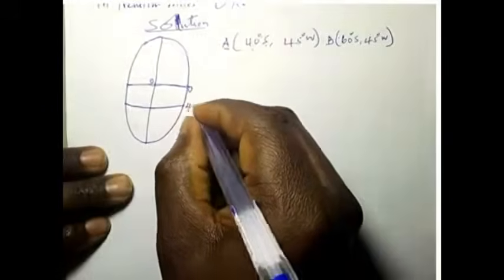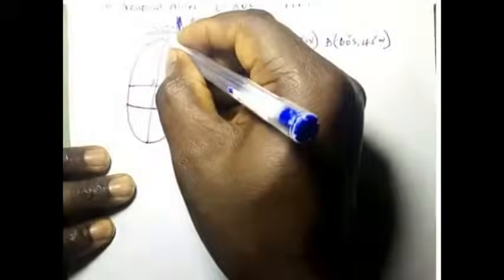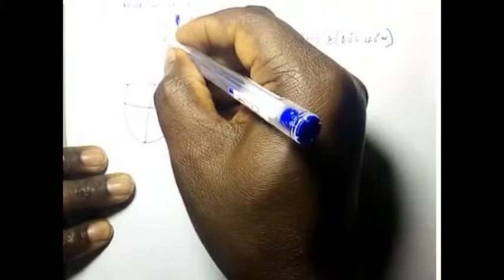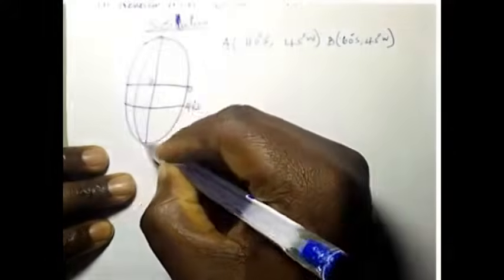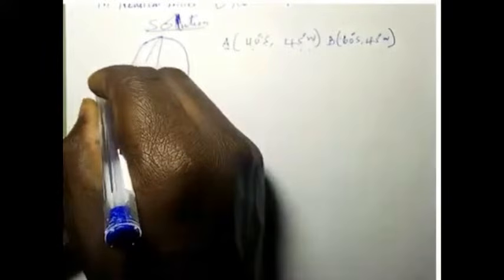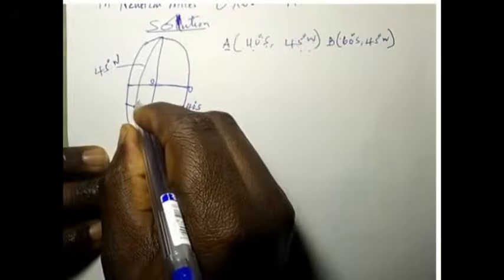This is 40. This is the Greenwich meridian. So 45 west will be somewhere there. 45 degrees west. This point here is our point A.